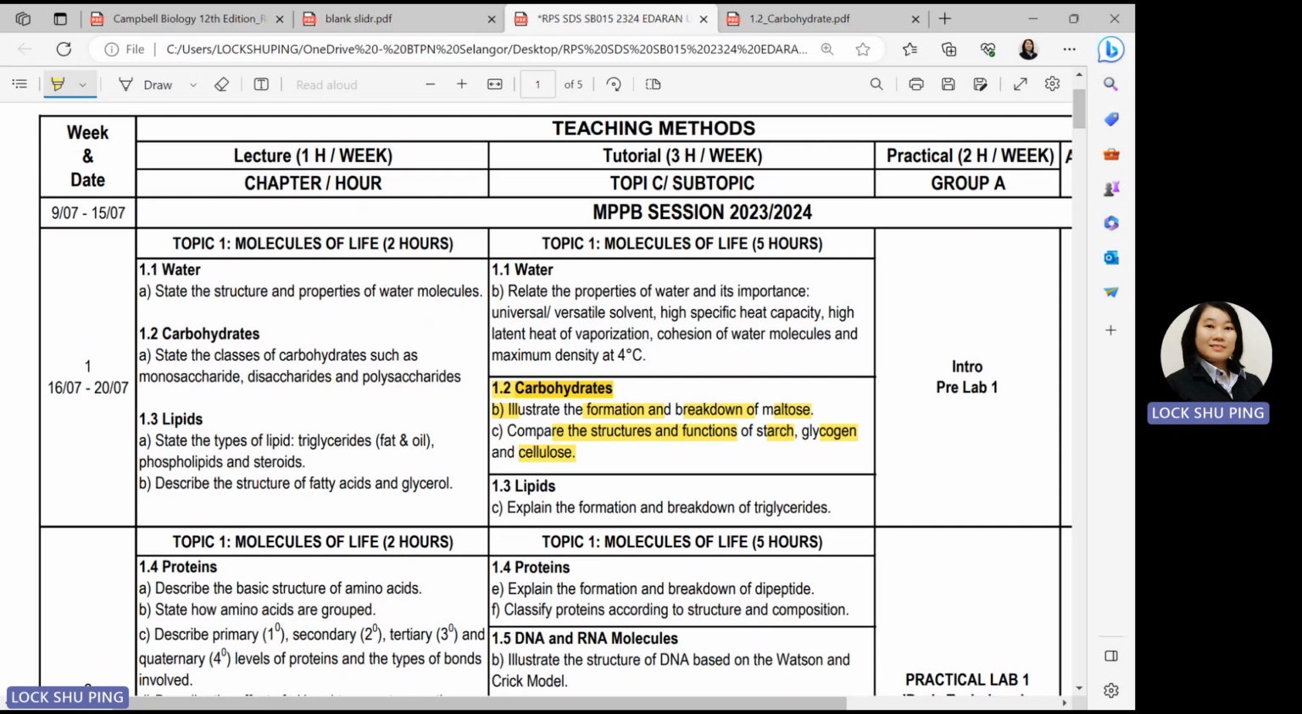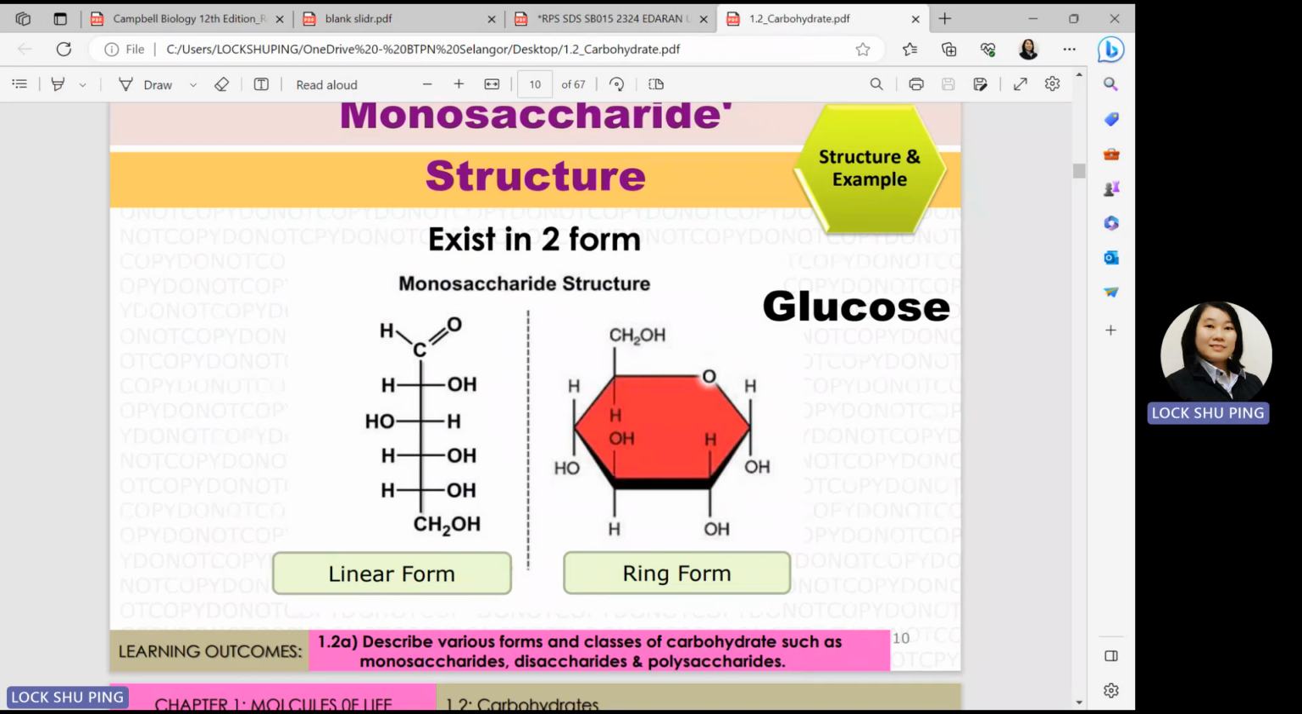But before this, let us look at the structures of monosaccharide. Even though monosaccharide is part of the lecture, I'm not sure whether you have actually gone through the structures of glucose in the linear form and also in the ring form. Any monosaccharide will always appear in two different forms. One is the linear form if they have 4 carbons and above, and they can form the ring form when they are dissolved in water.